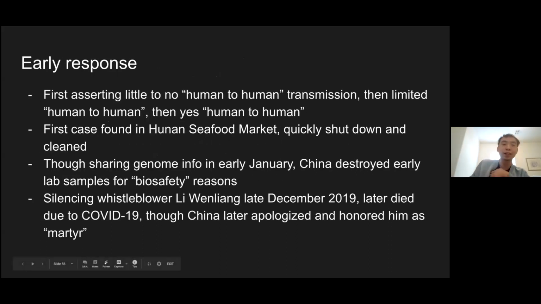Early response: they played it down, saying there was initially no human-to-human transmission, but then they said there was limited human-to-human transmission, and they closed out Wuhan and said, okay, there is actually human-to-human transmission. The first case was found in the Hunan seafood market. It was quickly shut down and cleaned after. They shared their genome sequence of COVID with the rest of the world in early January, but they destroyed their lab samples for, quote-unquote, biosafety reasons. And they silenced the whistleblower Li Wenliang in late December when he sent a message through WeChat, and he later died due to COVID-19. Though later China apologized and honored him as a martyr.